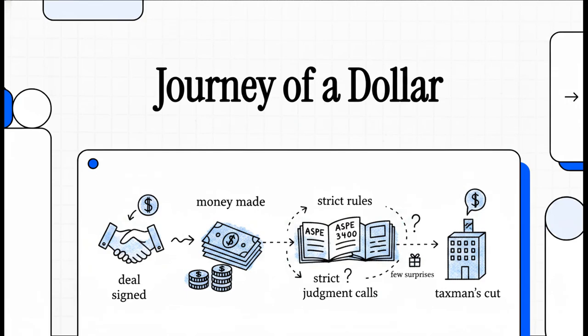Okay, let's dive right into this explainer. Today, we're going to follow the fascinating and honestly kind of hidden journey of a single dollar. We're tracking it from the exact moment a deal gets signed all the way down to the taxman's cut. It's a journey governed by some pretty strict accounting standards, specifically ASPE 3400, and it's full of judgment calls and definitely a few surprises along the way.